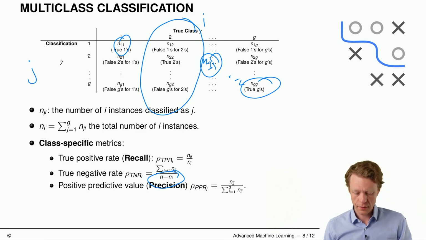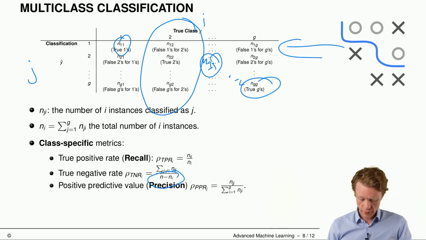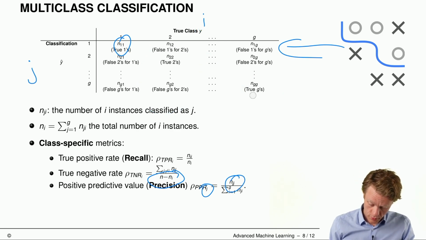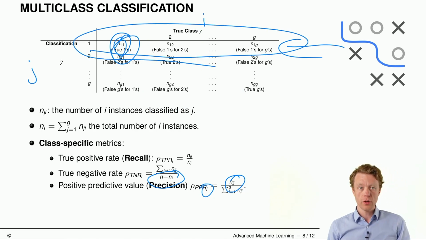That's a true negative rate. And then we have the positive predictive value or precision, again, which looks at the columns, at the rows as before. So for example, precision for row j is njj. Let's say we look at this one here, n11 divided by everything in that row here.